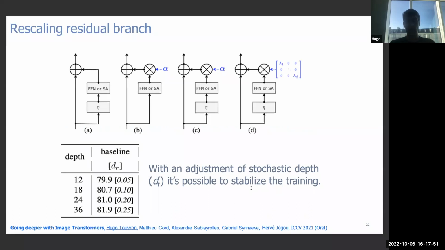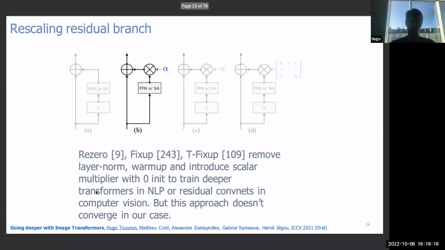The first idea is to say, okay, in DeiT, we have stochastic depth. With stochastic depth, in a certain way, we can simulate an architecture with fewer layers. So maybe just by adjusting the stochastic depth coefficient, it's possible to train a deeper architecture, and it works. As you can see here with the DeiT small, if you adjust the stochastic depth rate, you can train a deeper architecture. But maybe it's not really optimal, because if we look at the NLP architecture, there are different methods that are proposed to train deeper transformer architectures.